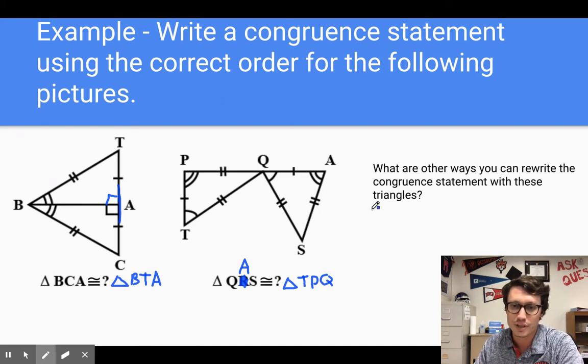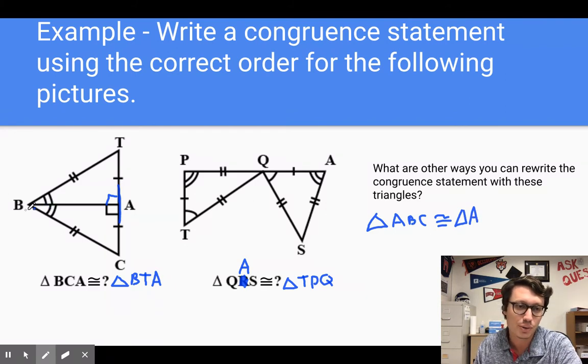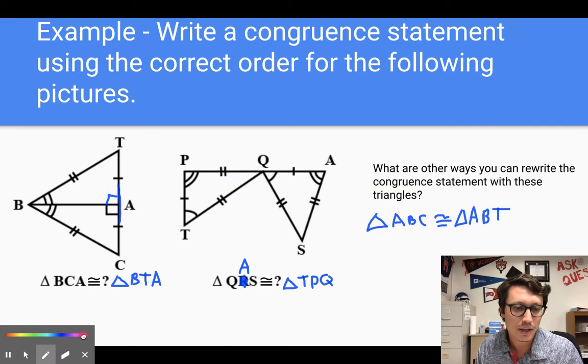Let's go back to our first example, right? Instead of calling it BCA, the first triangle, let's call it ABC. Let's make it easy. Triangle ABC is going to be congruent to what? Well, we have to use the same letters. Angle A here corresponds with angle A there. So we're going to call it triangle A. Which angle corresponds with angle B? Well, angle B corresponds with angle B. And then which one corresponds with C? T corresponds with C. So triangle ABC is congruent to triangle ABT, and it has to be named in that order.